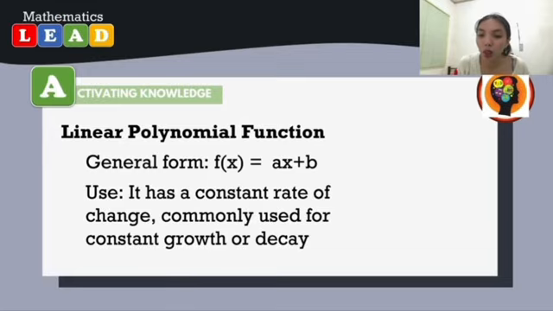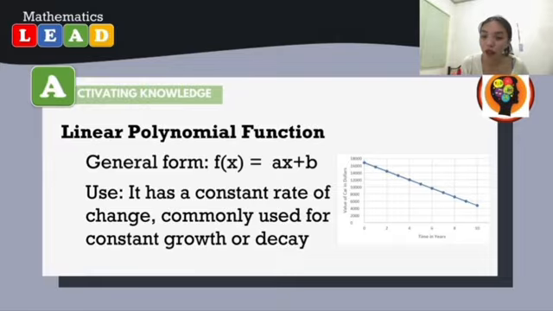Next is the linear polynomial function, wherein the highest degree is 1. Here we have the general form of f of x equals ax plus b. It is used for the constant rate of change, commonly used for constant growth or decay. Here we have the graph of car value and how this value decreases over time. From what we can see, the values are constantly decreasing and they form a diagonal line, indicating that it is linear. A linear polynomial function determines the decrease or increase, the growth or decay.